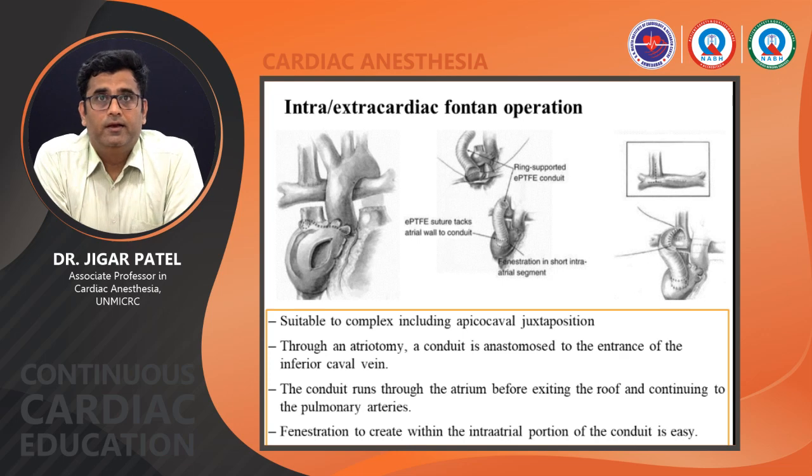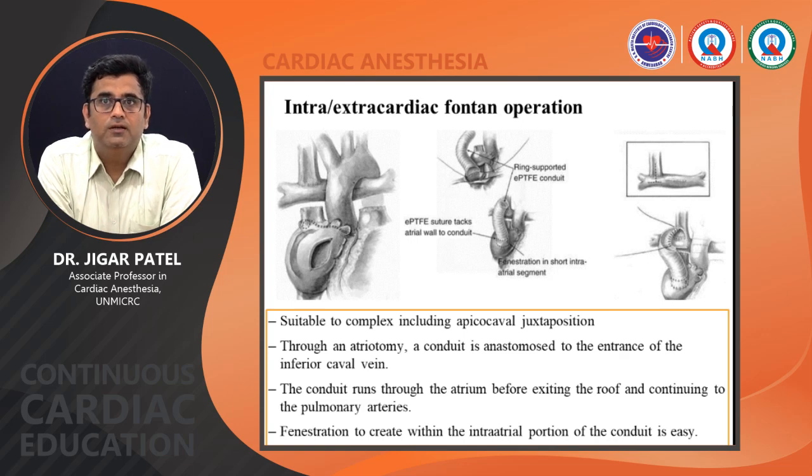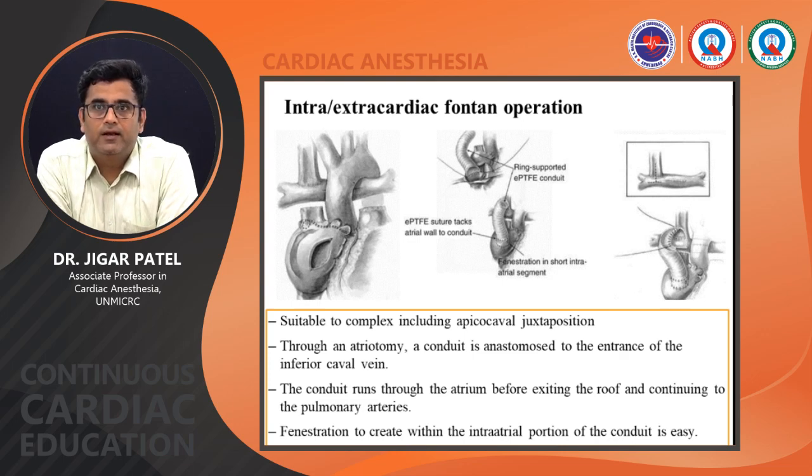Now the intra-extracardiac Fontan operation is a variant of the extracardiac Fontan. It is suitable for complex presentations like apico-caval juxtaposition, in which the LV apex sits over the IVC, so you cannot do an extracardiac Fontan. So here, through an atriotomy, a conduit is anastomosed to the entrance of the inferior vena cava, and the conduit runs through the atrium before exiting at the roof and continuing as the pulmonary artery. Here the fenestration is created with the intra-atrial portion of the conduit. So it is another technique in complex positions.